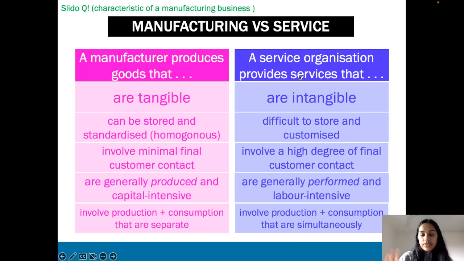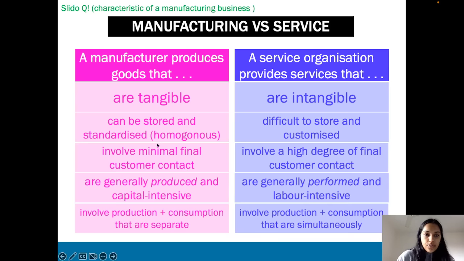And also with service businesses, their goods are intangible, so they can't be stored or held. Therefore they're very much tailored and customized to the customer's need. If you think about the bank, all kinds of customers walk into the bank and everyone has different concerns. So the output being made in a service organization will be quite different depending on what the customer is asking for.